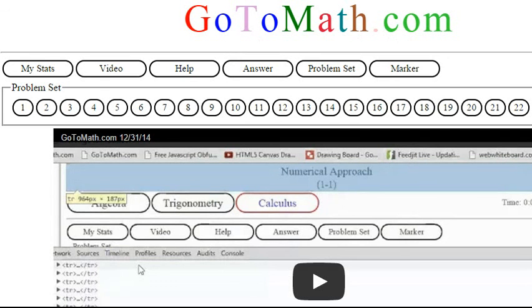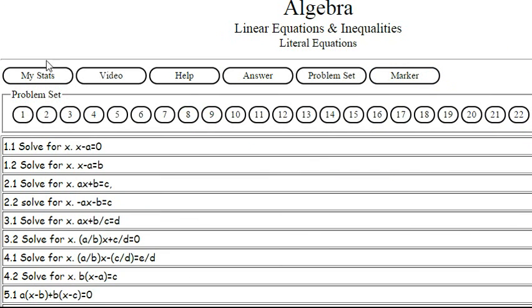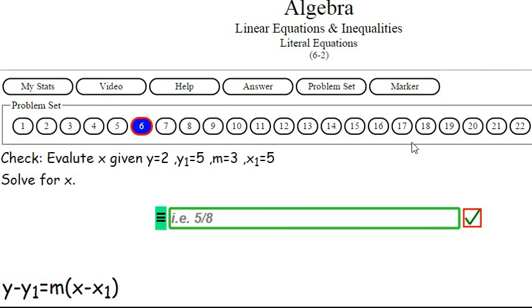Hey, we're at GoToMath.com. Come up here, click Algebra, Literal Equations, and 6.2. Look at that.